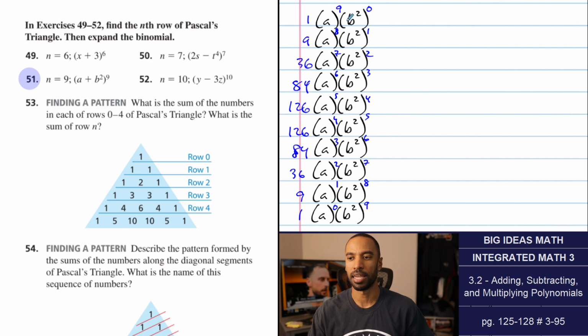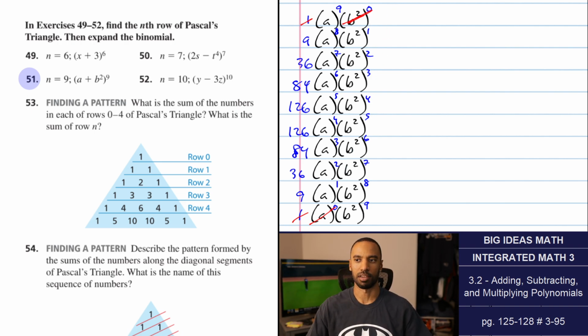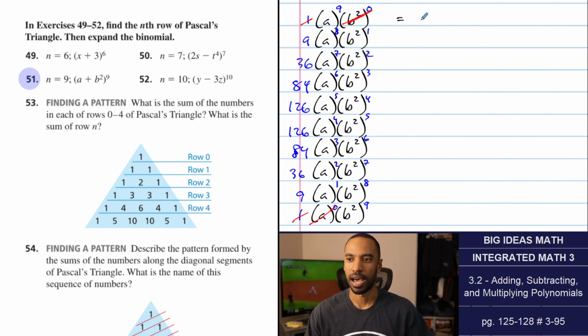Other things to keep in mind: this to the 0 is 1, so I can ignore those ones. Those are just things to keep in mind as you work this stuff out. And listen, there are no coefficient changes, so I'm just going to write up the answer straight up as is.